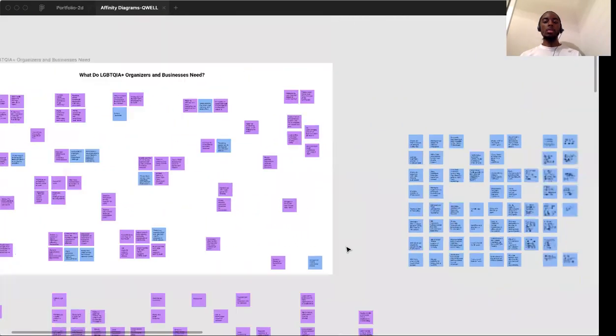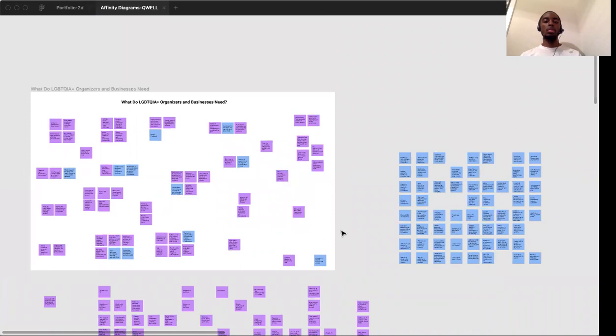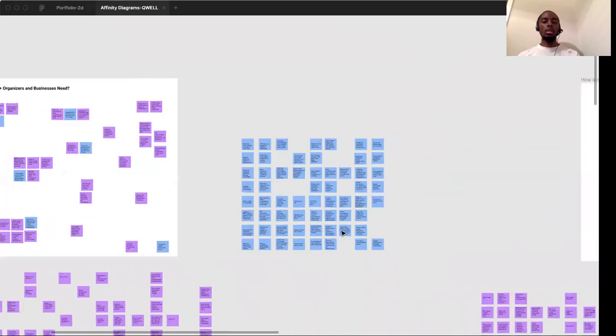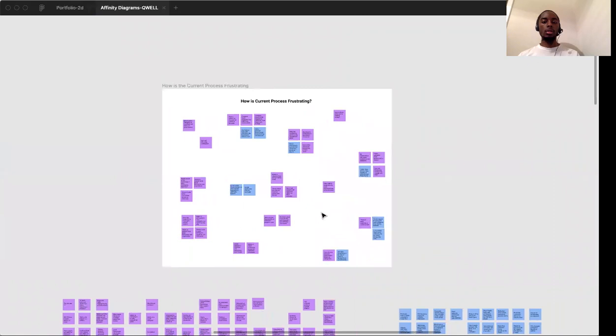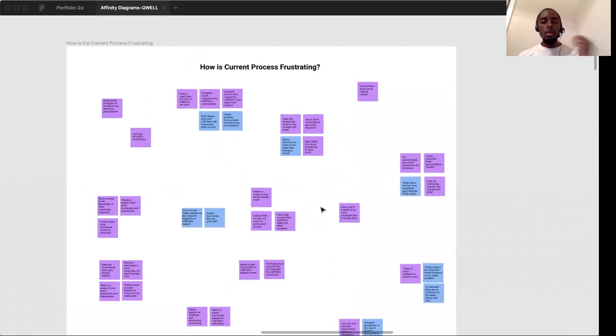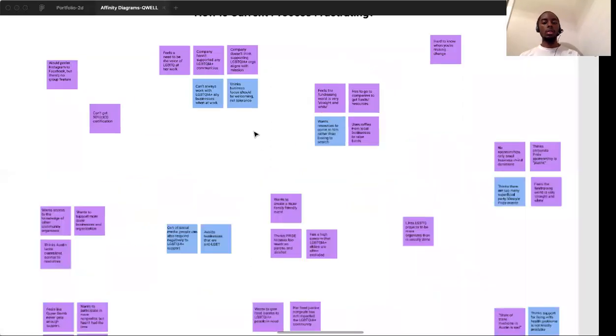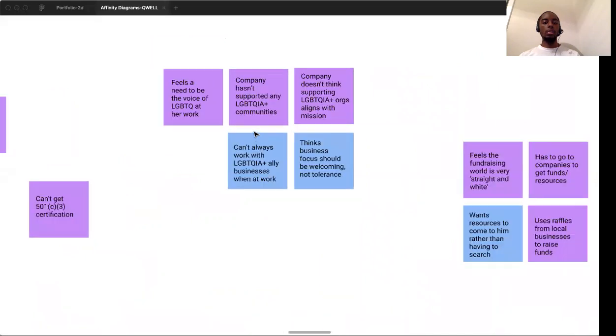All right. So boom, bam. I could go and try to put some stuff onto the board, but that's the job of my teammate. Let them do that. And I'm going to just go through these other ones. How is the current process frustrating? Okay, yeah. So basically, how is the process of funding or starting initiatives frustrating? What are the pain points with starting, organizing, and connecting with LGBTQIA plus initiatives?